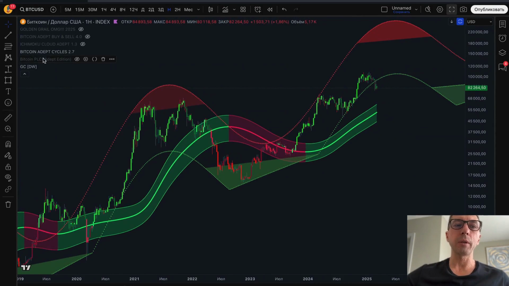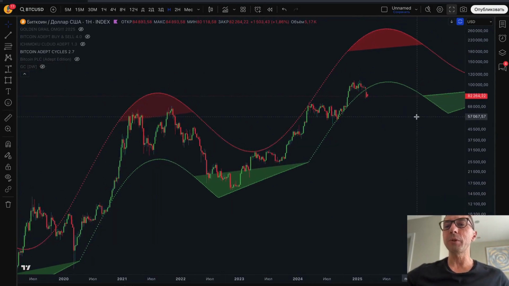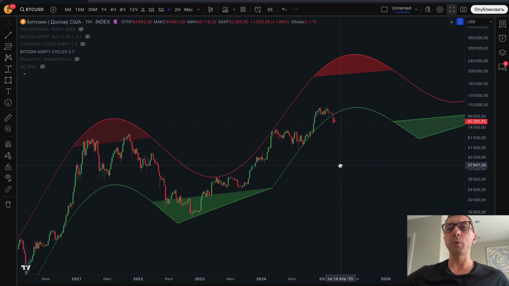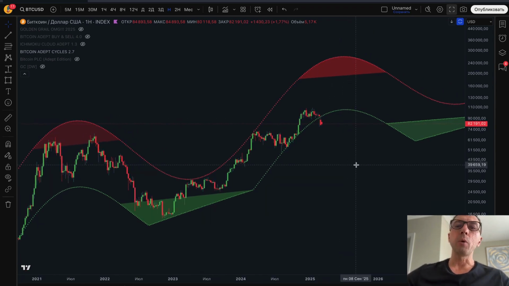Today, we will talk about the price of Bitcoin and a very interesting tool called the US Dollar Index, by analyzing the chart of which we can predict where Bitcoin might go.